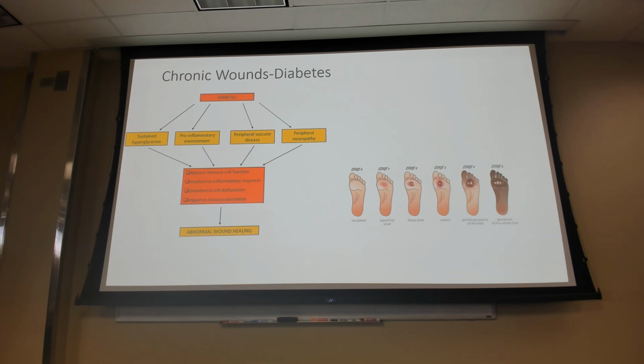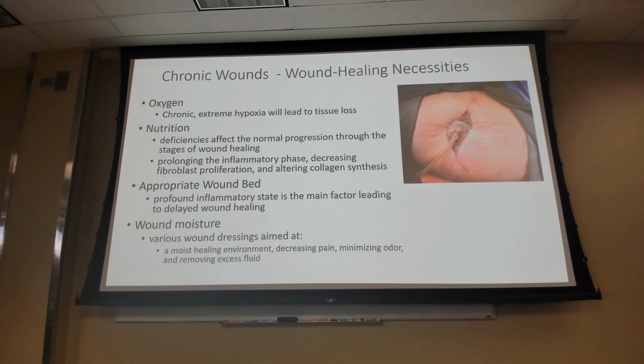But here's our whole issue with it. You've got that hyperglycemia, pro-inflammatory environment, and then you've got that peripheral vascular and neurovascular disease, and all of that creates an altered immune system, but actually altered wound healing as well. And then when you add in that neuropathy, they can't feel anything, so we typically see pretty severe wounds on diabetic feet with these ulcers.